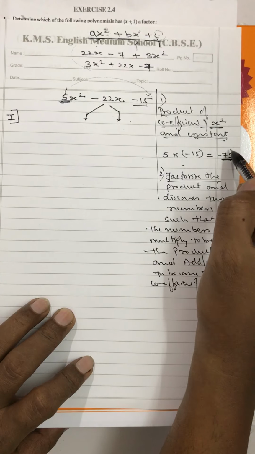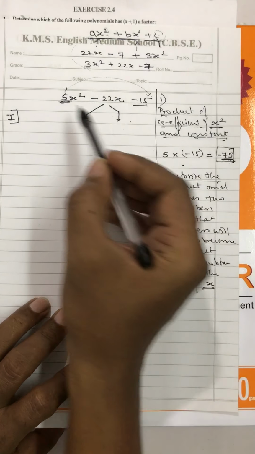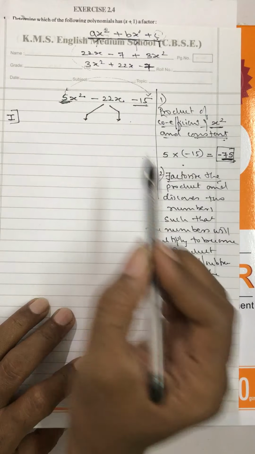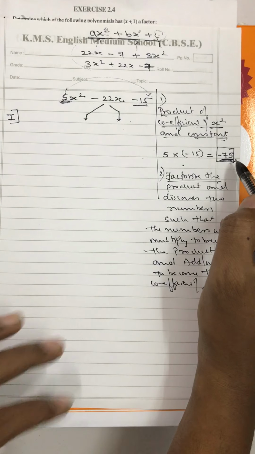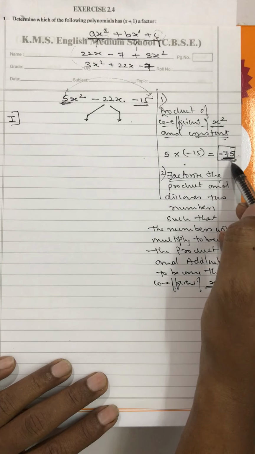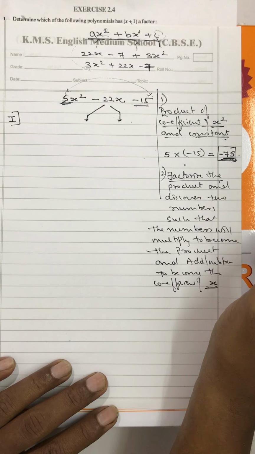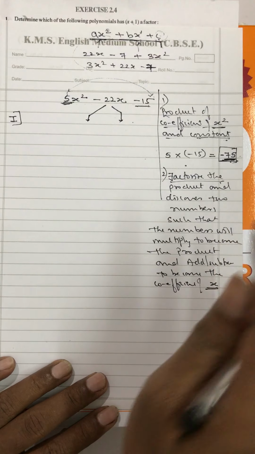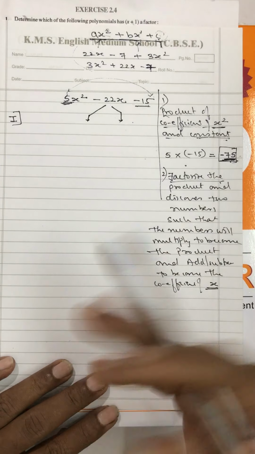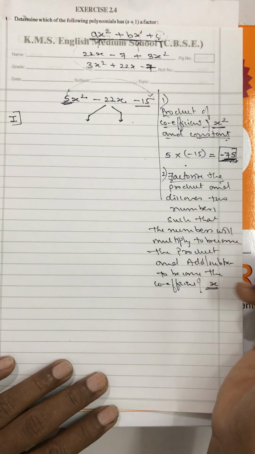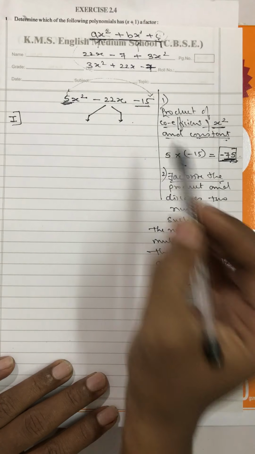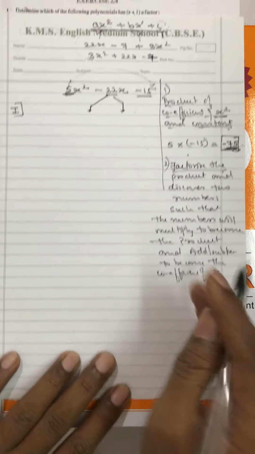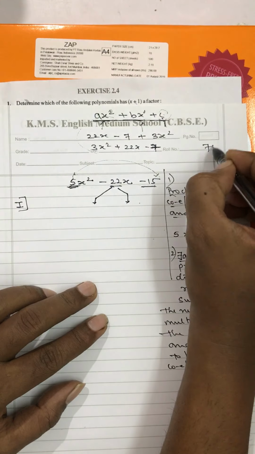Factorize the product. What is the product? This is the product of the coefficient of x square and the constant. Now you have to search for two numbers which multiply to become 75, and at the same time these same two numbers should add or subtract to become 22. So if I do this, then what do I do? 75 I will factorize.